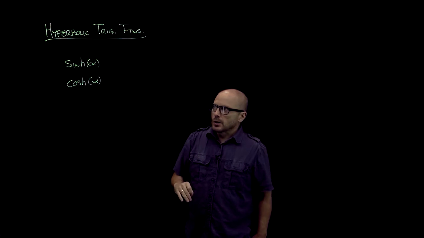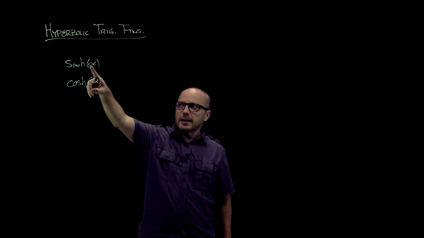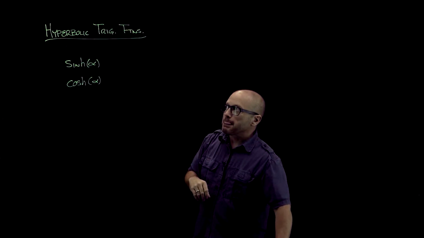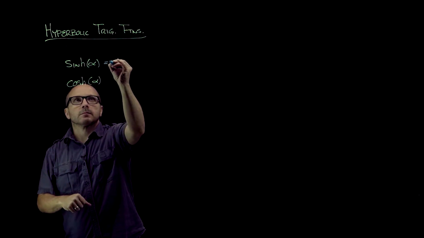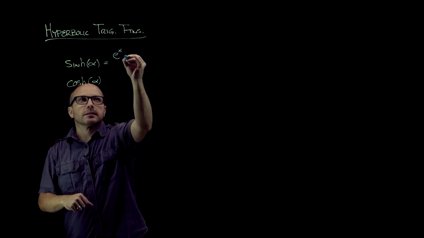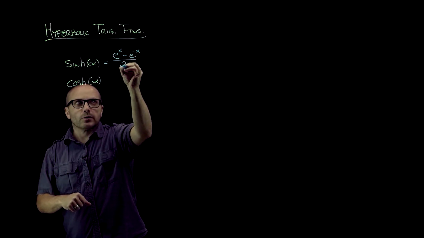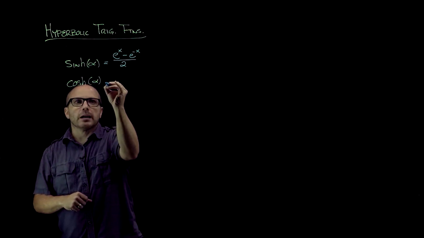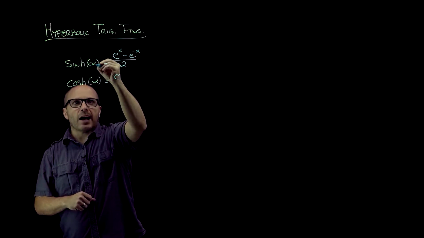interpretation. So hyperbolic sine, abbreviated SINH, some people pronounce that cinch, can be defined as e to the x minus e to the negative x over 2. And hyperbolic cosine is defined, whoops, I'm doing these as alphas.